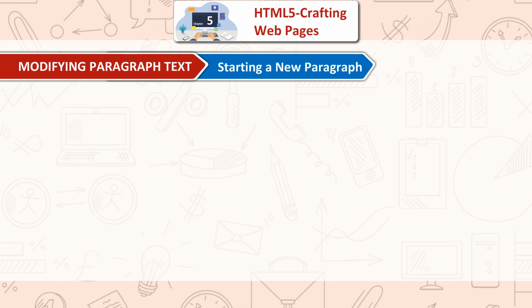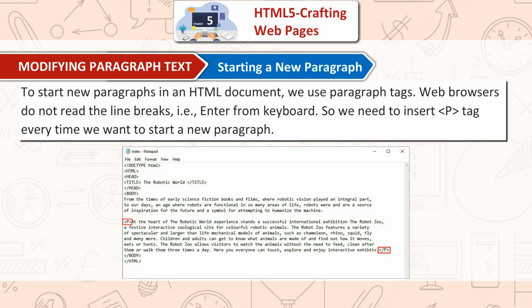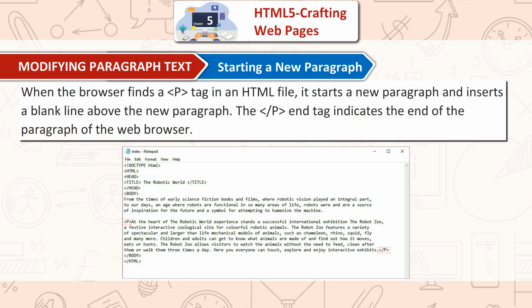Starting a new paragraph. To start new paragraphs in an HTML document, we use paragraph tags. Web browsers do not read the line breaks, that is, Enter from the keyboard. So we need to insert a P tag every time we want to start a new paragraph. When the browser finds a P tag in an HTML file, it starts a new paragraph and inserts a blank line above the new paragraph.